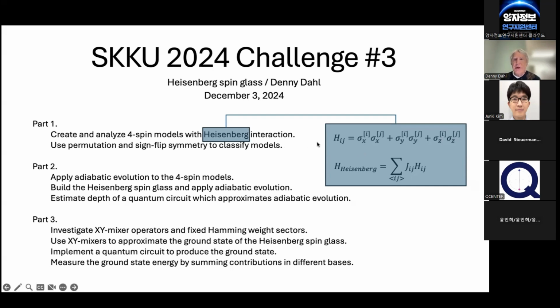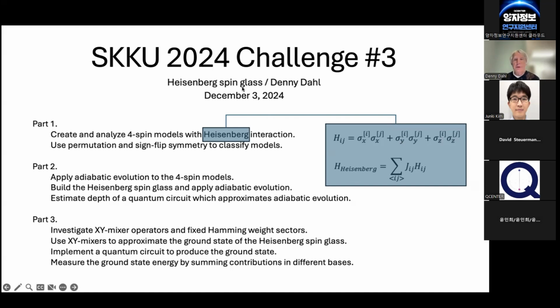I'm first defining an interaction term that I call Hij, and this is an interaction between two spins, spin I and spin J. And you can see that it has the product of sigma x operators, sigma y operators, and sigma z operators. So it's a symmetric interaction between spins I and J. And then the Heisenberg model combines these kinds of Hamiltonian terms with a weighting factor, Jij, for pairs of spins. So this is what I mean when I say the Heisenberg spin glass.